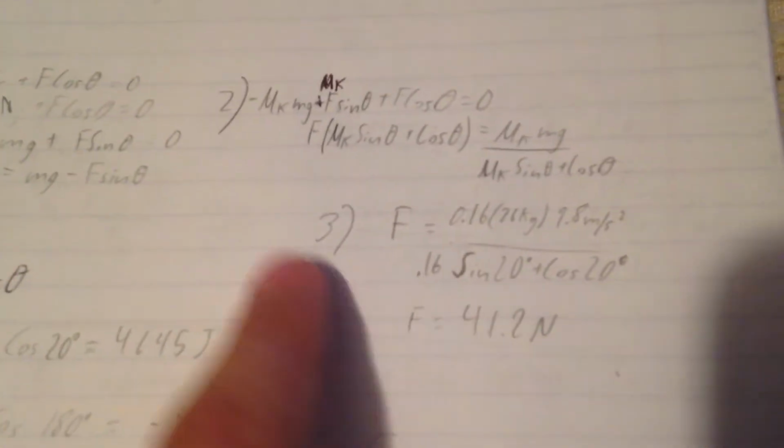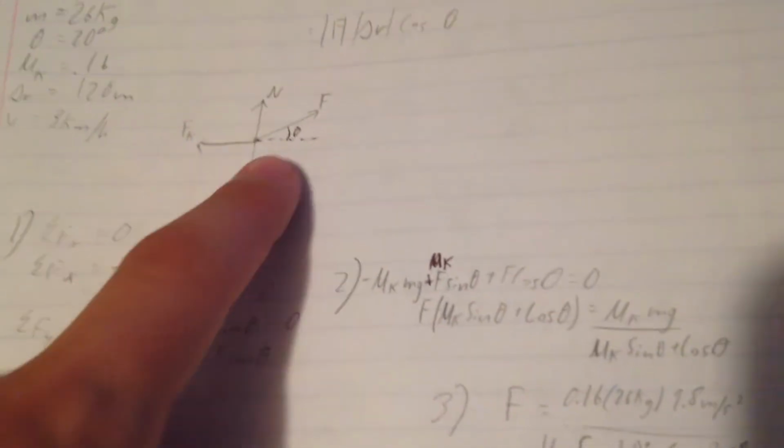So force is equal to mu k times mg over mu k times sine of 20 plus cosine of 20, and your force is equal to 41.2 newtons.